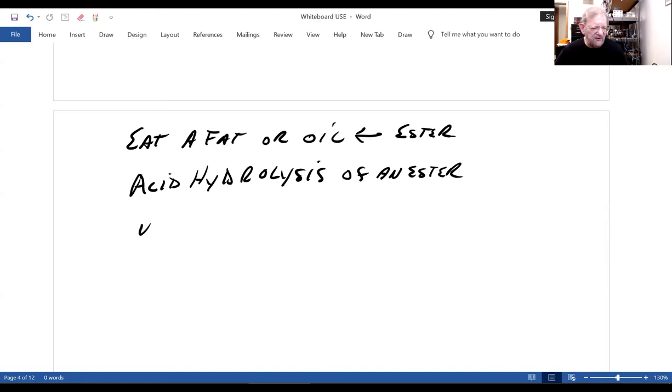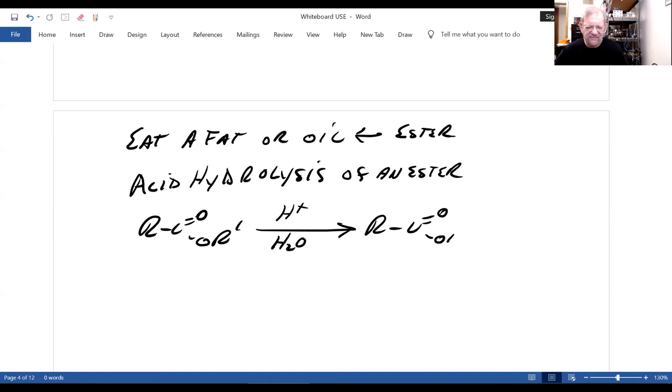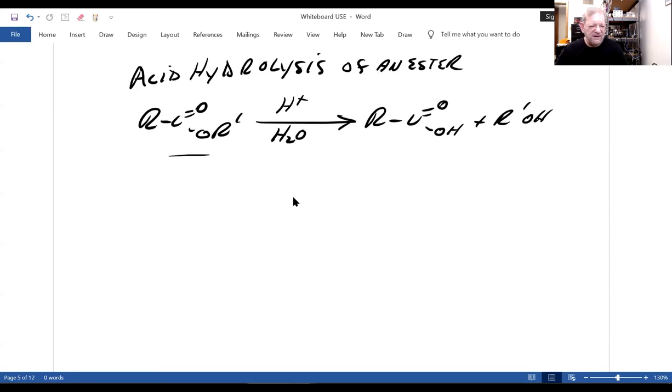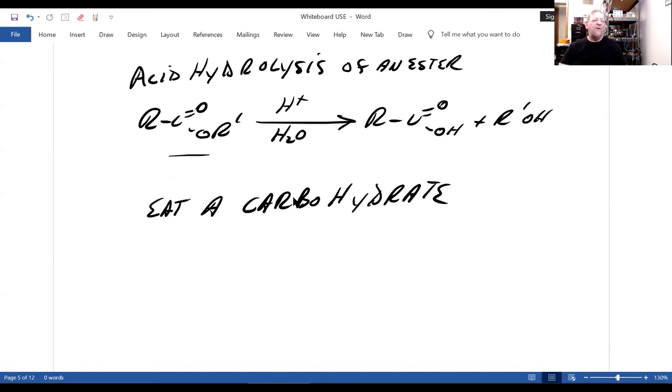And here, what's the general reaction? Ester, acid, water, and you get back the carboxylic acid plus the alcohol you would have used to make that ester. And now what happens when you eat a carbohydrate? How do you describe that with words and a general reaction? What's the functional group in starches, carbohydrates? That's an acetal. When you eat it, chew it and swallow it, in your stomach there's acid and water. So that's acid hydrolysis.